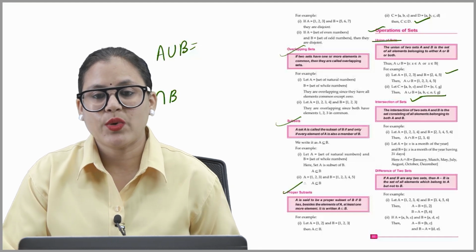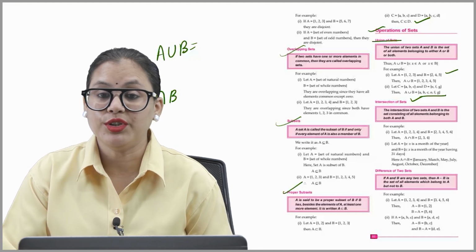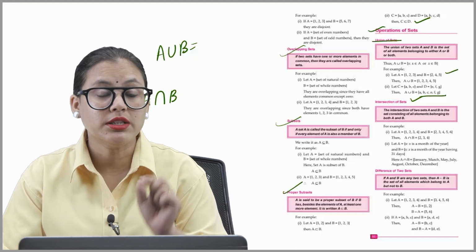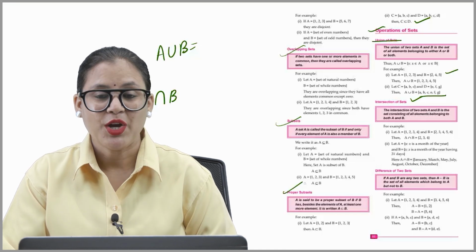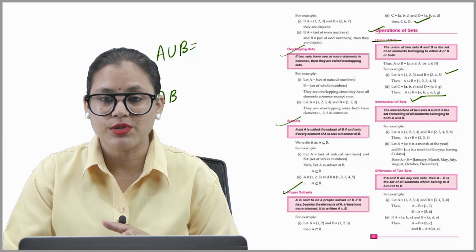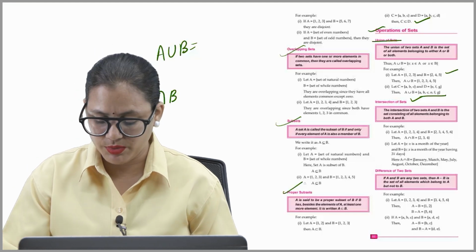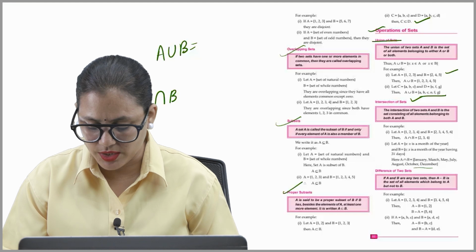Number 2, let A = {x such that x is a month of the year} and B = {x such that x is a month of the year having 31 days}. So A intersection B is January, March, May, July, August, October, December, because all these months have 31 days.